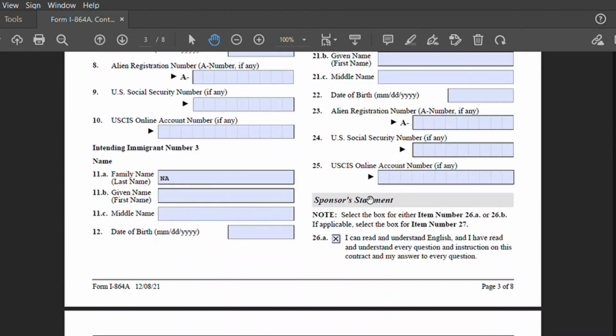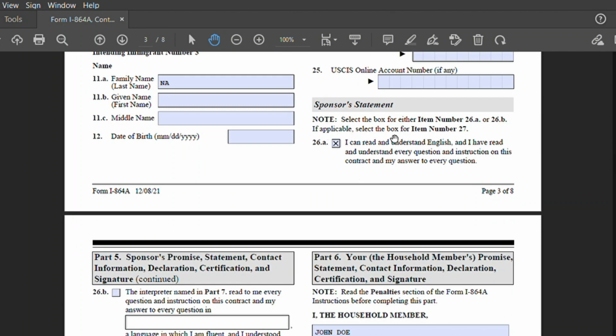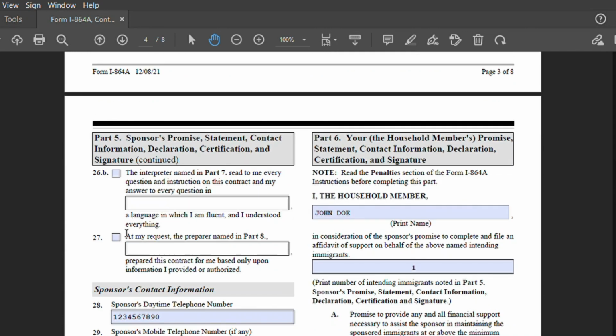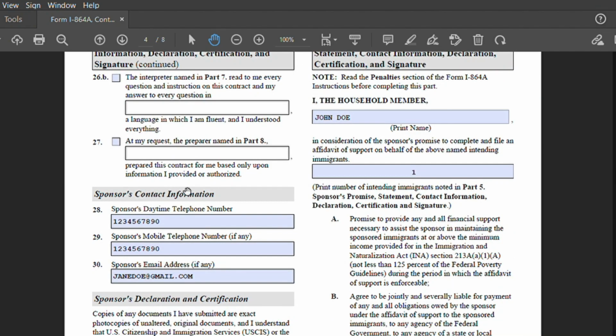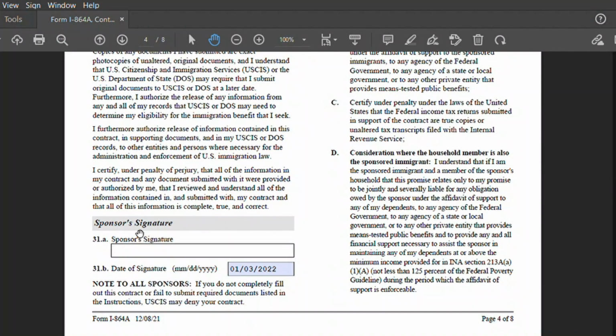Moving on, here as a sponsor, you will have to select one of these, whether you can read and understand English, or if there was an interpreter that read you all the questions, and then also if there was a preparer who prepared these forms for you, you can select this here. Next, provide the sponsor's contact information, so phone number and email, and down here you want to sign and date. Remember to sign in pen. Do not type anything here. Do not sign digitally. It has to be signed by hand.